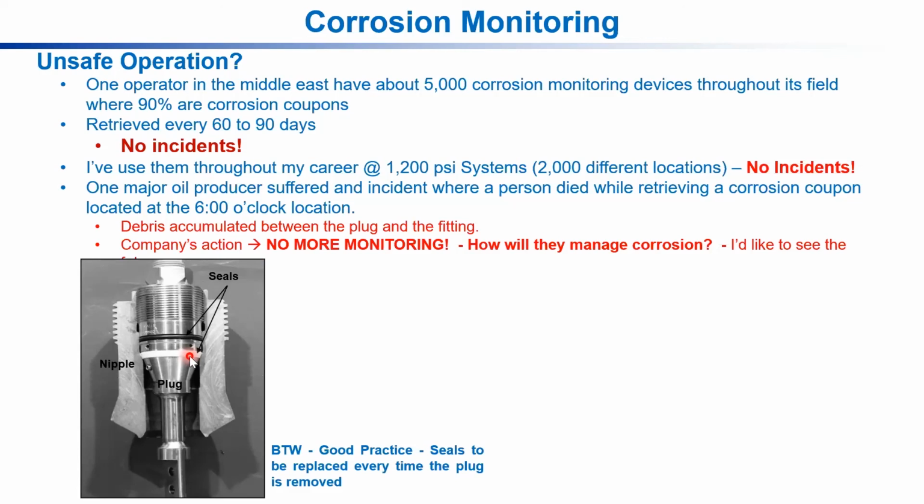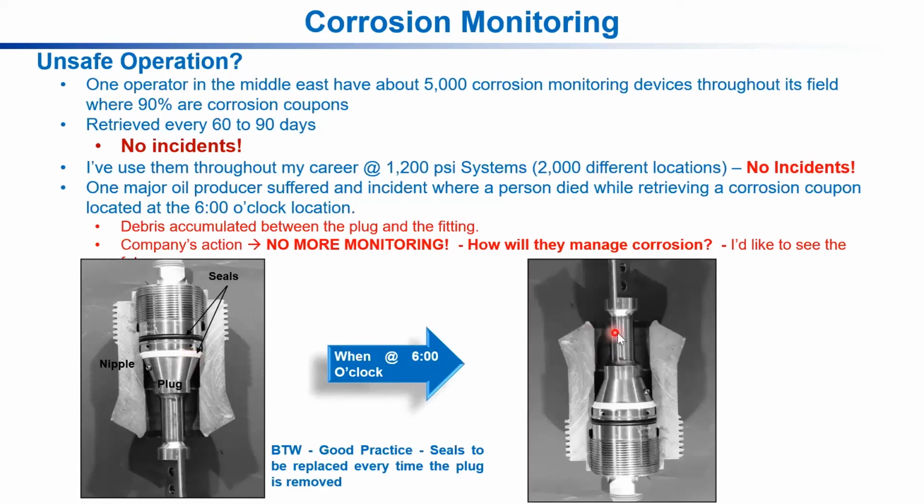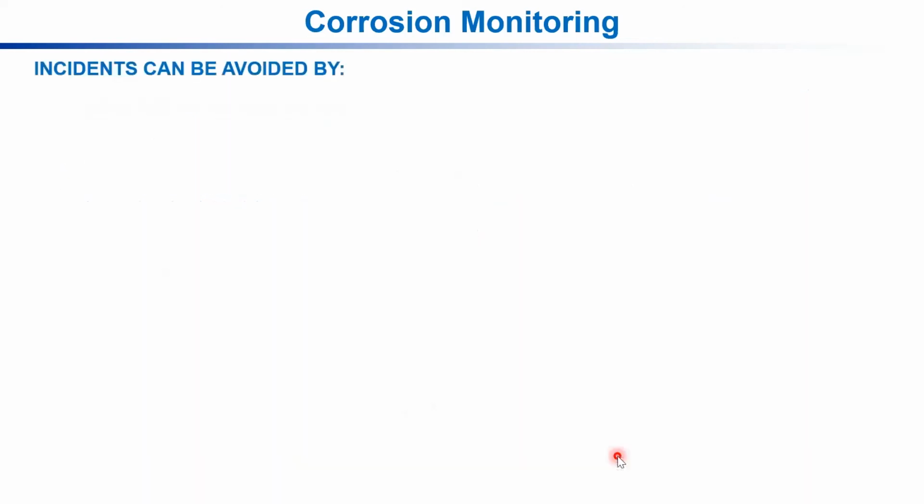That's just a recommendation. So when they are at the 6 o'clock position, you see, they become a dead leg. This is a little dead leg. And this little dead leg can then collect debris. And this debris can make this plug get stuck and not easy to retrieve. How do I avoid that?